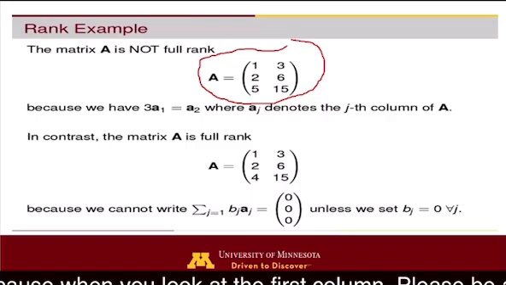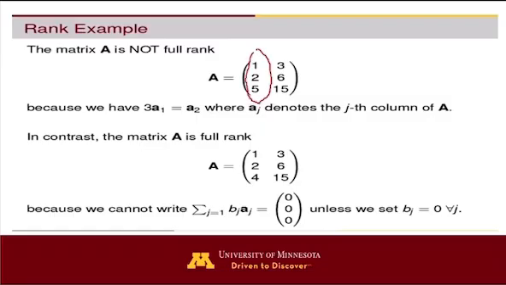Because when you look at the first column, please pay attention. When you look at the first column, I can figure out the second column from the first column by multiplying every element in the first column by 3. If I multiply 1 by 3, that will give me 3. If I multiply 2 by 3, that's going to give me 6. If I multiply 3 by 5, which means the relationship is this.